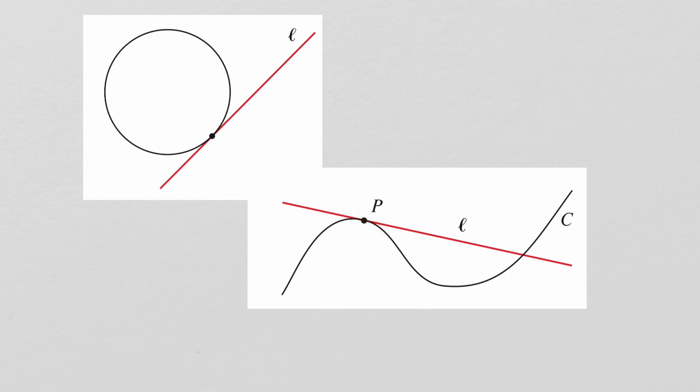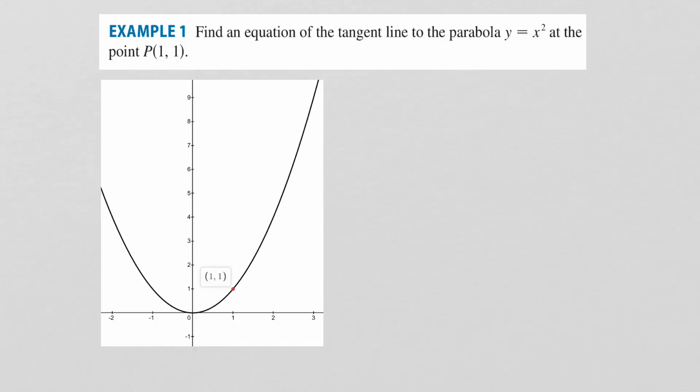Let's take a look at an example. Here we want to find the equation of the tangent line to the parabola y equals x squared at the point P, which has coordinates (1, 1). So you can see we have the graph of our function y equals x squared, and we have the point P shown on the graph. So the tangent line is going to be the line that barely touches the function at this point. And so we know that this line is going to look something like this.